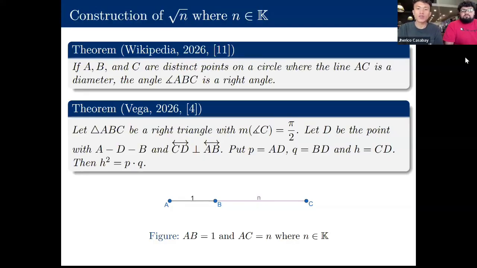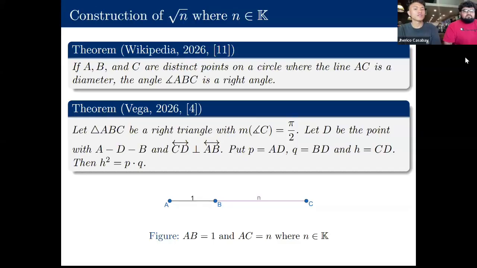So let's recall that there's this theorem. There's this theorem where if we have a right triangle where the measure of one of the angles is pi over 2, we can take a point that's between two other points, and the two lines, like CD and AB, are perpendicular to each other. Then we can fix these distances to be P, Q, and H, for example, and then we have this notation, which is that H squared is equal to PQ.